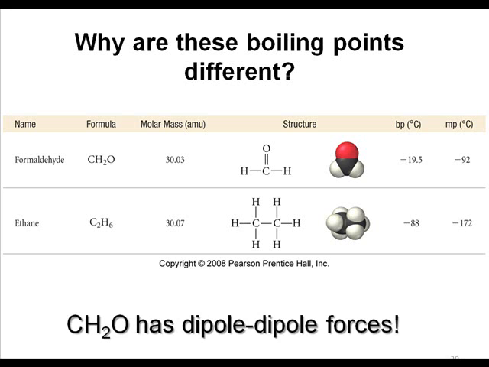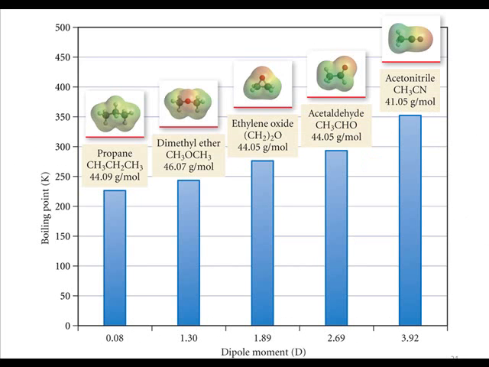So the dipole forces are greater, and therefore the boiling point is higher. Now let's take a look at this here. What you're looking at is a degree of polarity from propane, which has virtually none, all the way up to acetonitrile. And you see an increase in the boiling point. Note, by the way, that's in Kelvin. So you see a greater increase in the boiling point because you have a greater and greater degree of polarity of the molecules.